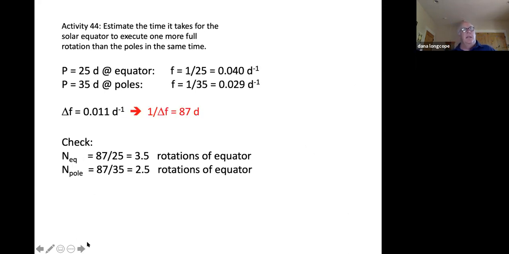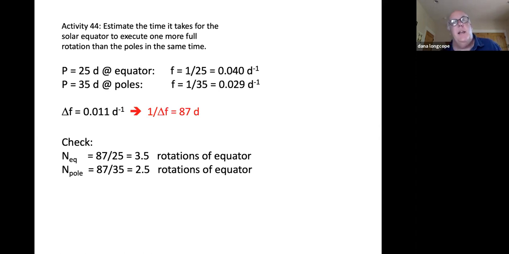And so I believe one of the exercises you may have been assigned, but if you weren't, it's not super difficult. We want to say how long does it take before the equator, which is rotating fast, rotates one complete turn more than the poles?